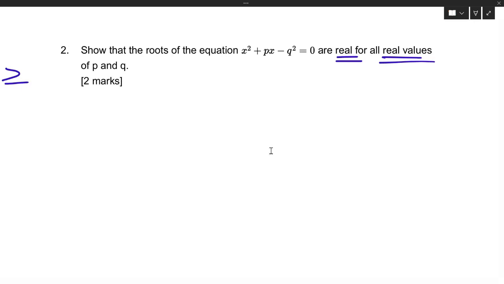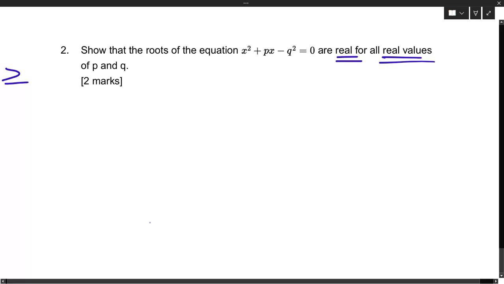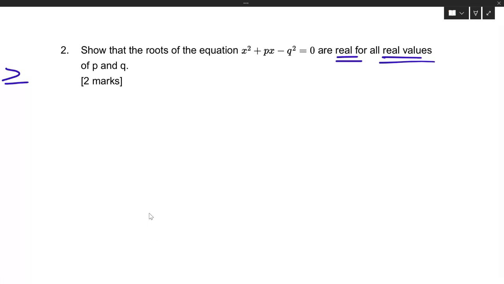So here we could consider only real, right? So it is greater than and equal to. Clear, sorted. Okay, let's get started. Show that the roots of the equation are real for all real values. So they are talking about greater than and equal to both.